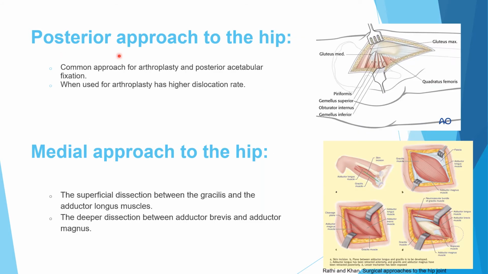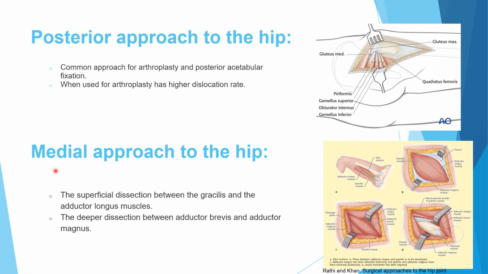The last approach is the posterior approach to the hip. It's very commonly used for hemiarthroplasty and total hip. It's through the gluteus maximus muscle, which is supplied by the inferior gluteal nerve. So remember, the gluteus maximus is supplied by the inferior gluteal nerve, while the gluteus medius is supplied by the superior gluteal nerve. After going through the gluteus maximus, you release the piriformis, obturator internus, and the two gemelli. This approach has a slightly higher dislocation rate, so it's recommended that you repair the capsule after the approach.